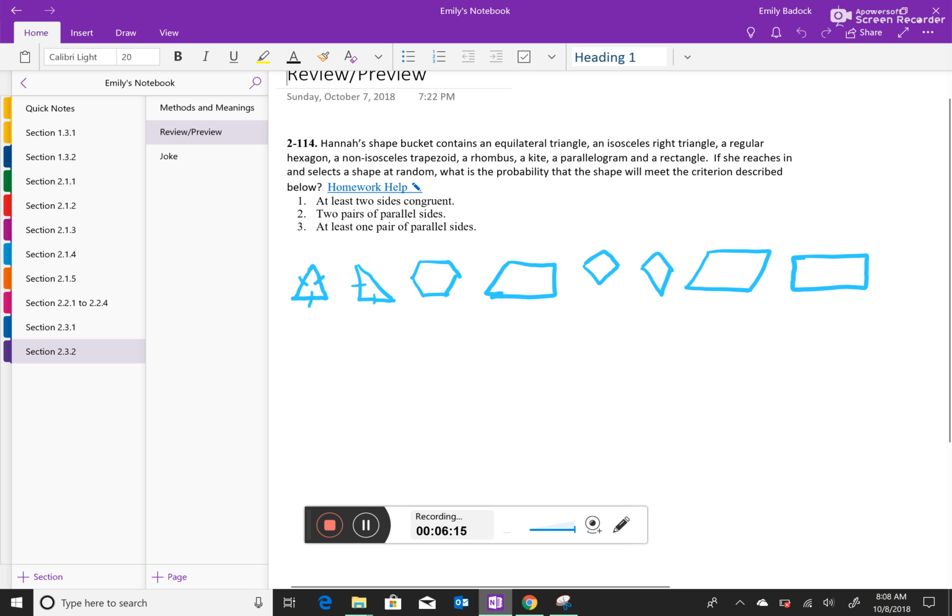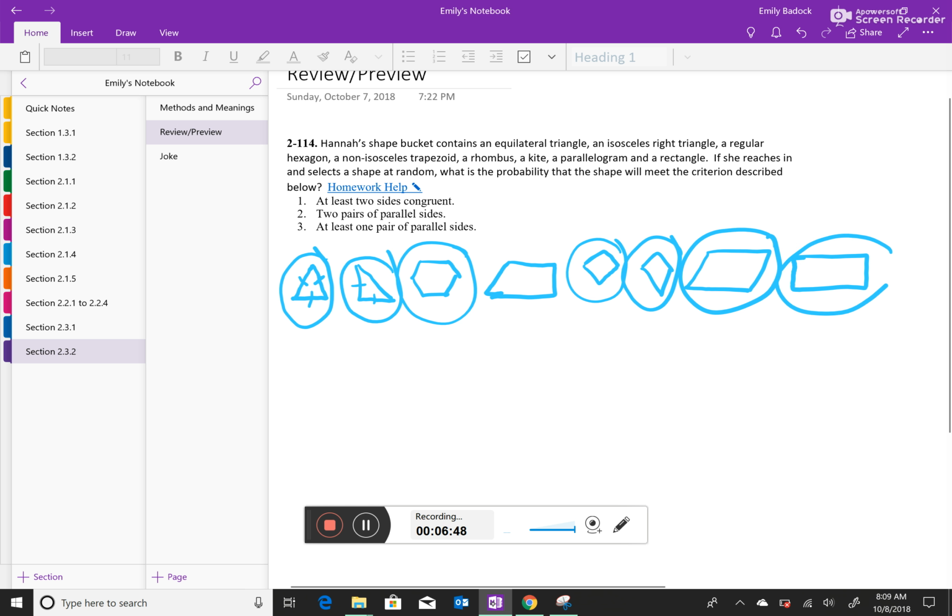Alrighty. Okay, so I already drew the shapes here for you. Hannah's shape bucket contains an equilateral triangle, an isosceles right triangle, a regular hexagon, a non-isosceles trapezoid, a rhombus, a kite, a parallelogram, and a rectangle. If she reaches in and selects a shape at random, what is the probability that the shape will meet the descriptions below? So, at least 2 sides are congruent. I'm just going to go through and circle the ones that have 2 sides that are congruent. 1, 2, 3, 4, 5, 6, 7. So 7 out of 8 of them have sides that are congruent.